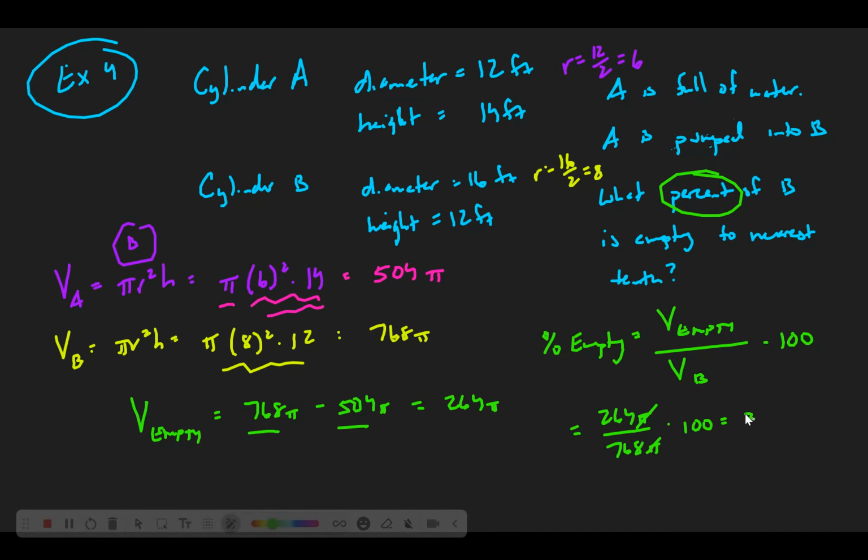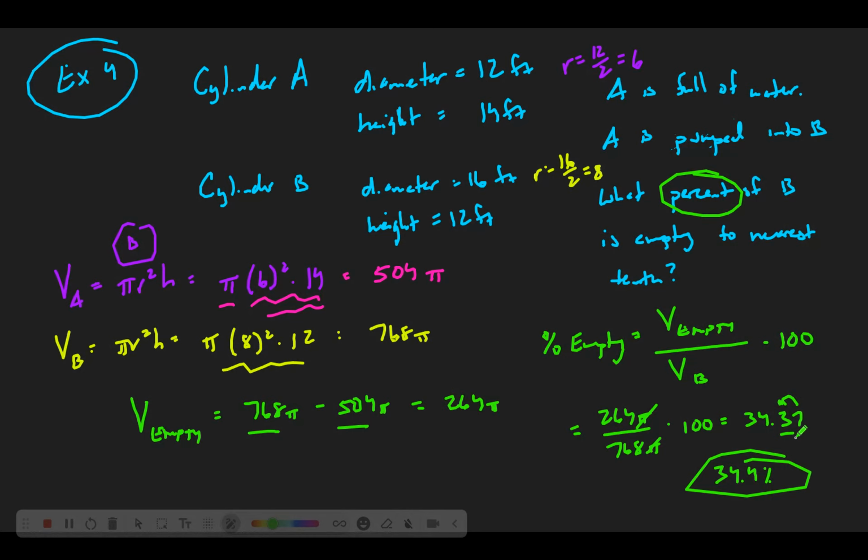And the number I get is 34.37. I'm going to round to the nearest tenth. That 7 rounds the 3 up to a 4. So this is 34.4, and that's percent. And that's how much empty, percent empty, container B will be once all of A's water is poured into it.